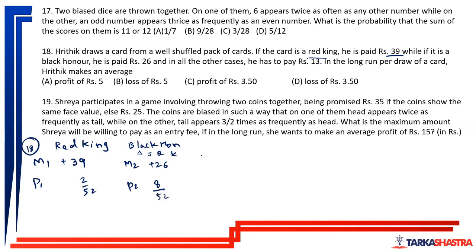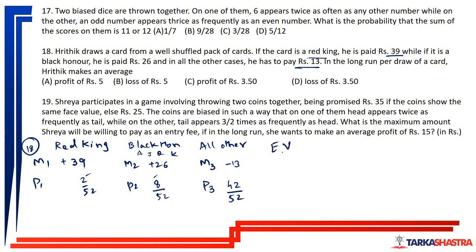And then next what we have, in all other cases, he will lose, he has to pay rupees 30. So this is M3 and he has to pay rupees 30. Probability of other cases will be 42, है ना? These 2 cards did not come and these 8 cards did not come. Other than these 10 cards, everything is other case, no? So probability for other cases will be 42 by 52.